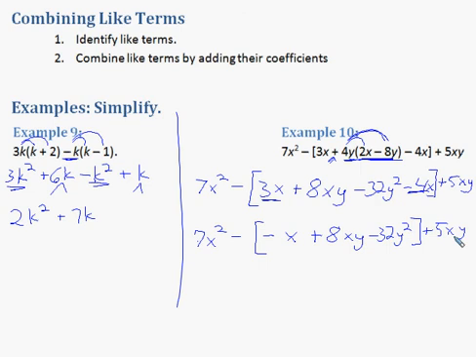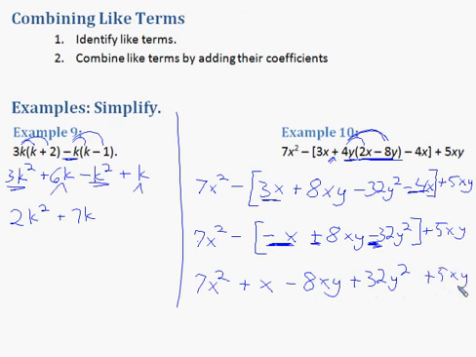Notice we have this negative out here. This is what I pointed out earlier in example 8. If you have just a negative out here, that's going to change each sign within the parentheses or brackets or grouping symbols. So that negative here is going to make this a plus x, because we're going to do the opposite of this sign. That's a negative, so we're going to make it a positive. This was positive, so we'll change to negative 8xy. This is negative, so we're going to change it to positive 32y squared. And then we have plus 5xy. So we distributed that negative to each of those terms. We no longer need those brackets because we worked with the negative outside the brackets.